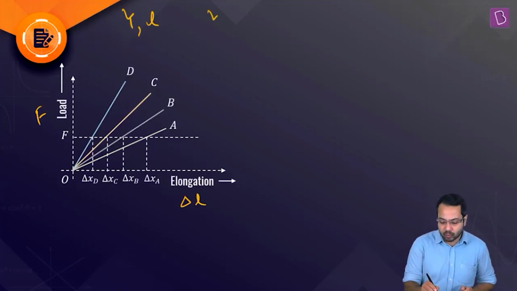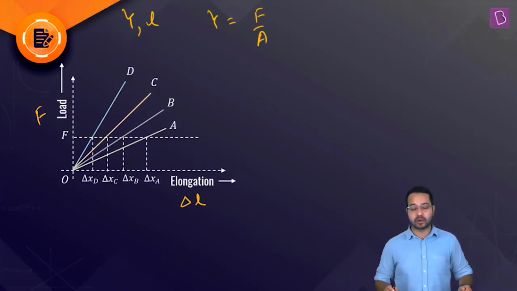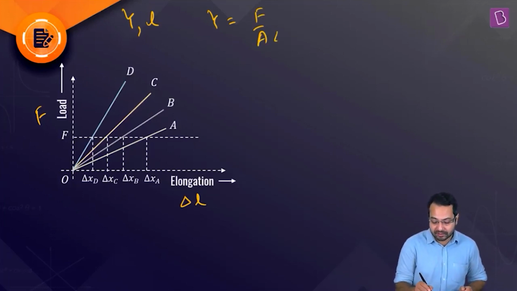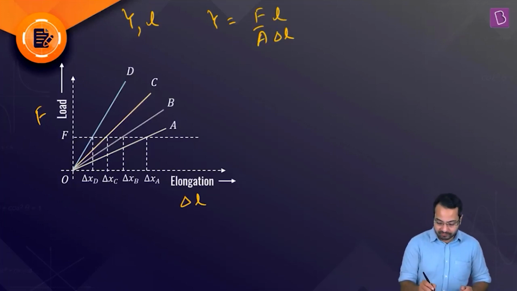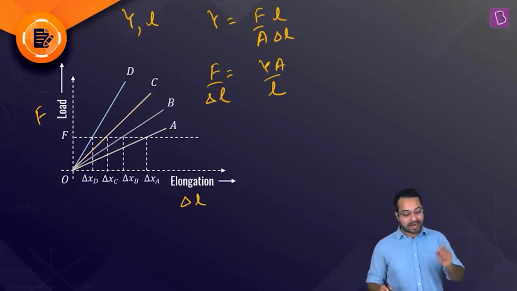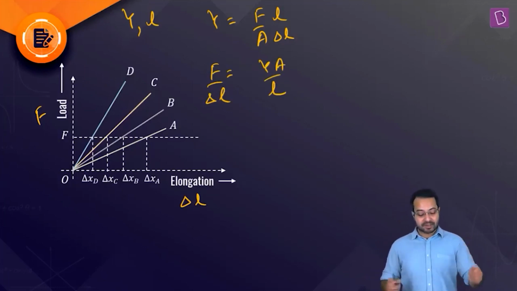All right, so Y is equal to the stress, which is force upon area, divided by the strain, which is delta L upon L. So I can rewrite it as F upon delta L is equal to YA upon L. Now why have I written F upon delta L? Because that is the graph I have. And if I take the ratio of F and delta L, what does it give me?